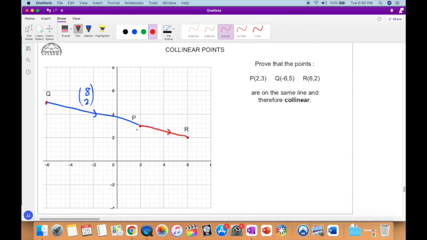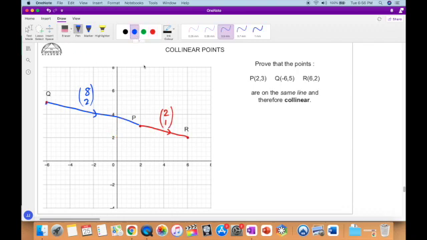Now PR, well, we know P here is on 3 and R is on 2, right? So therefore it goes down from 3 to 2. That y value there is 1, right? And the x value, how much does it go across? 1, 2. It goes horizontal 2 spaces. So 2, 1 is PR, right?